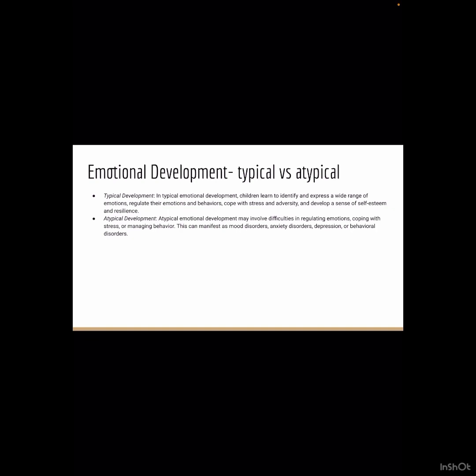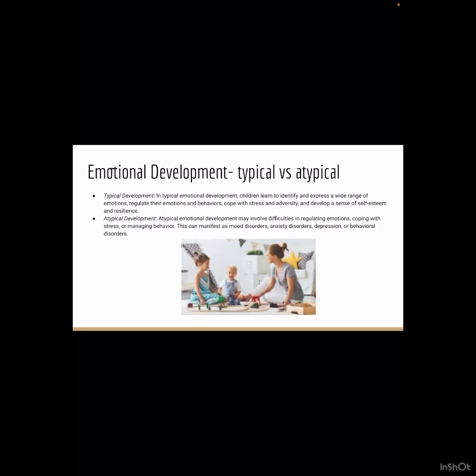Next is emotional development, and we have two other developments left after this. So emotional development is how are we regulating our emotions, right? So in typical development of a child, children learn to express themselves, right? Regulate their emotions and behaviors and cope with stress, right? Including having a good self-esteem and resilience.